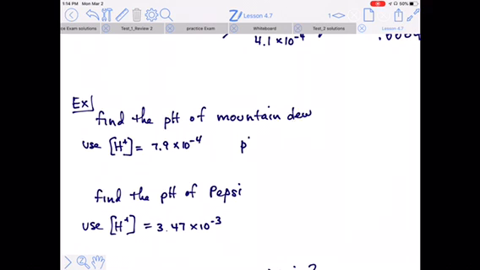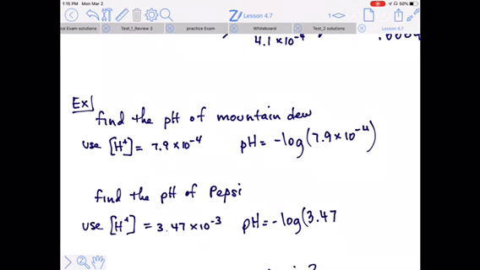So for Mountain Dew, pH is negative log of 7.9 times 10 to the negative 4. For Pepsi, it's negative log of 3.47 times 10 to the negative third.